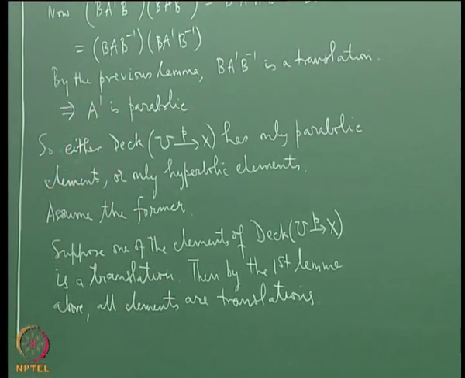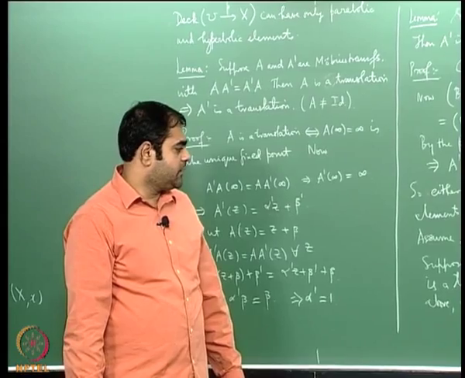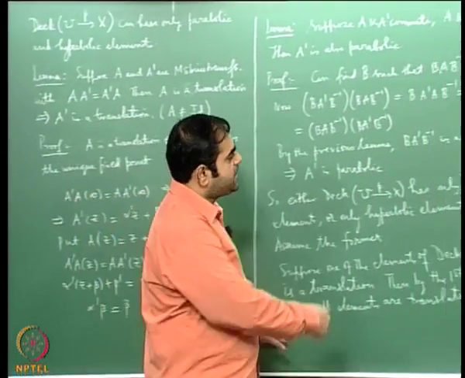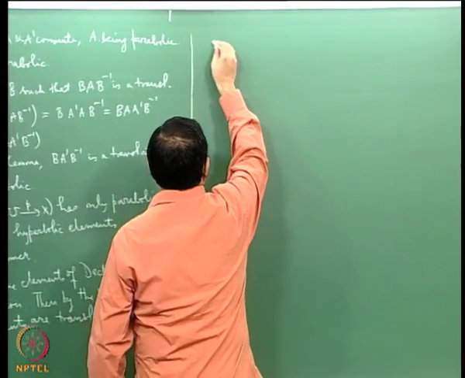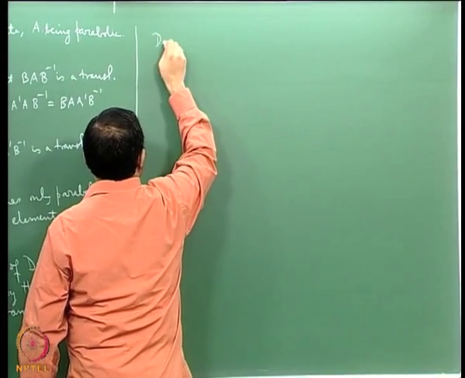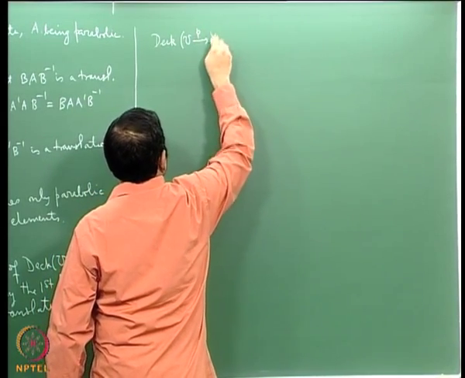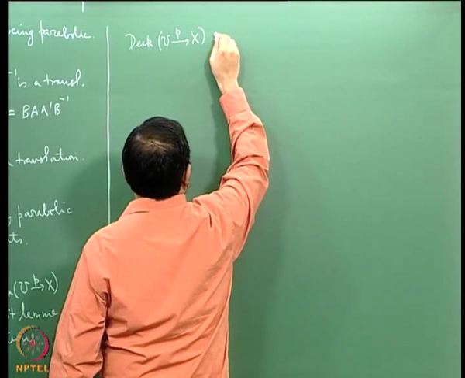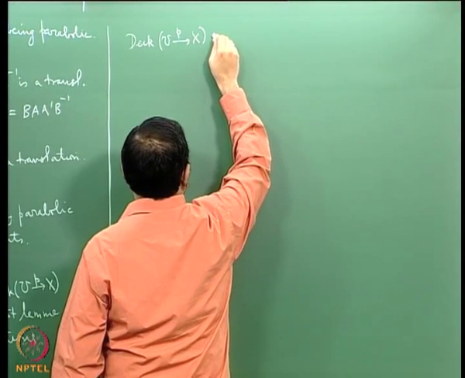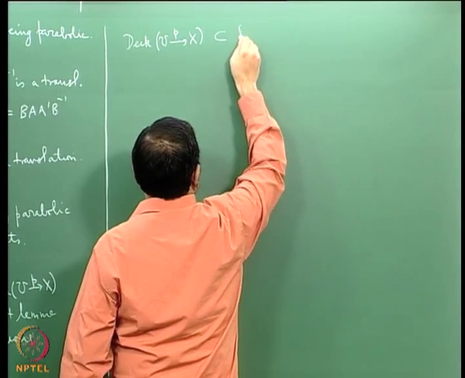All the elements are translations. Okay, now you see, what happens in this case is you have the Deck transformation group, it is identified with a subgroup of translations.